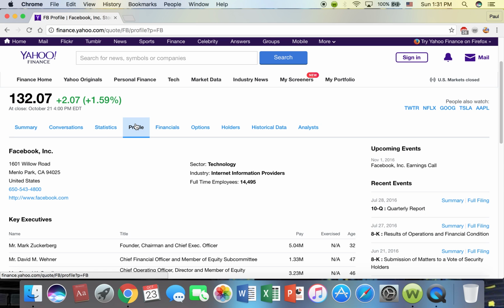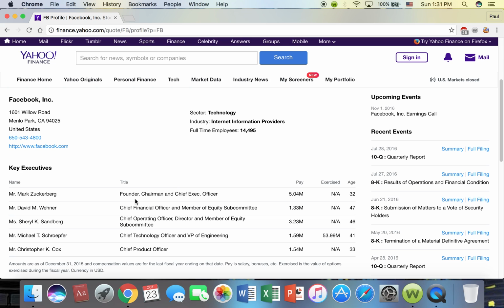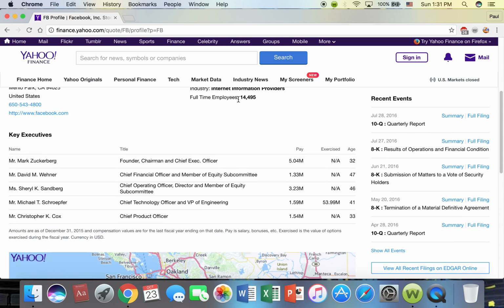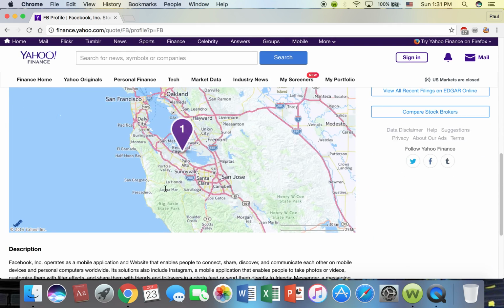Go to the profile now. The profile is just the general information about the company, who's the CEO, which is Mark Zuckerberg, as we all know, how many employees it has, what the company actually does. The whole description is right here.